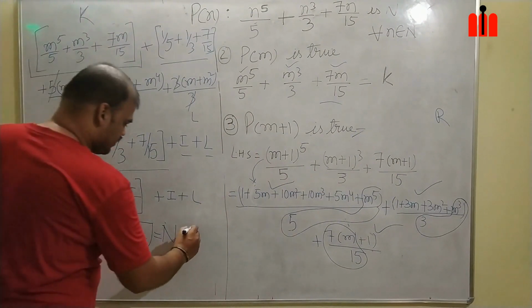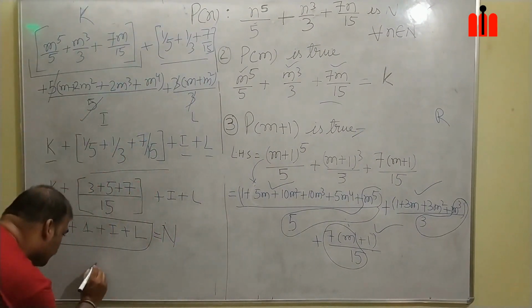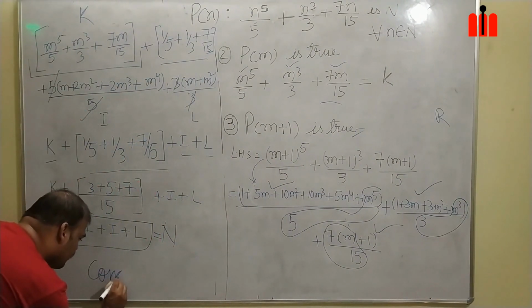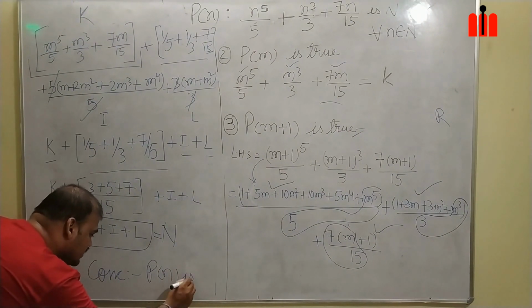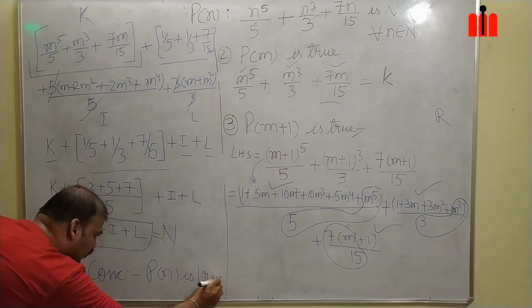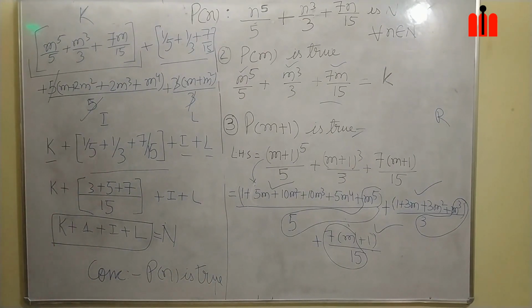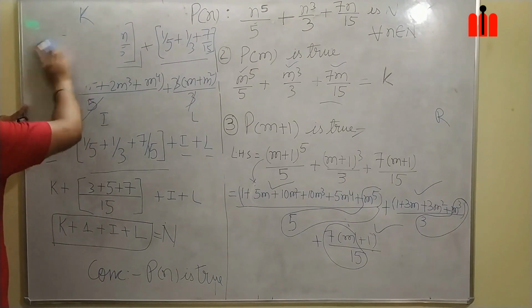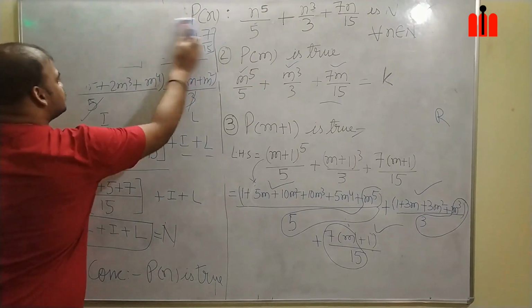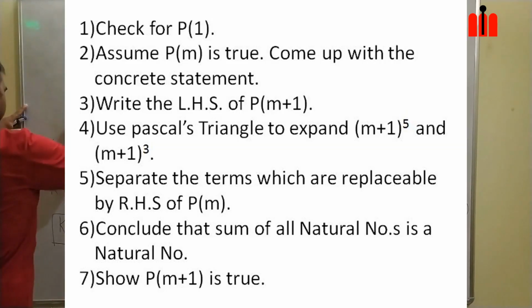That's why my conclusion will be Pn is true. Okay, my Pn is true. This is my conclusion. Okay, this solves the second category of the problem. Now let's move toward the third category of the problem.